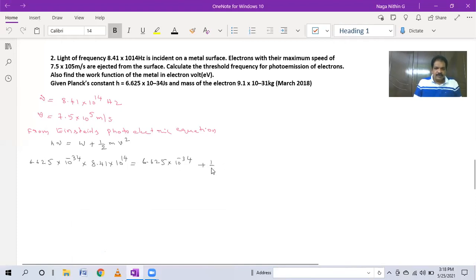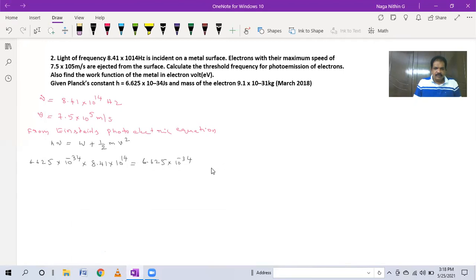Here we have to write nu naught, half into 9.1 into 10 power minus 31, 7.5 into 10 power 5 whole square. If we calculate, finally we will get nu naught value as 4.546 into 10 power 14 Hz. Okay, that is the nu naught value.